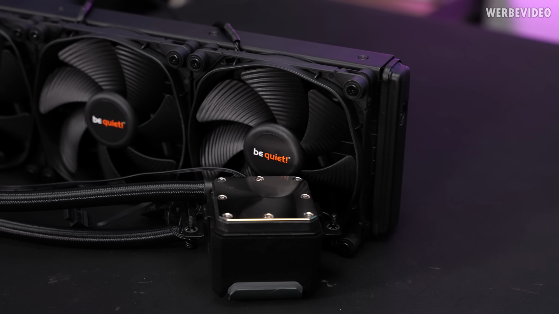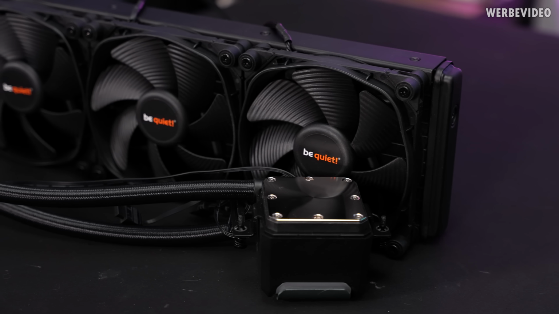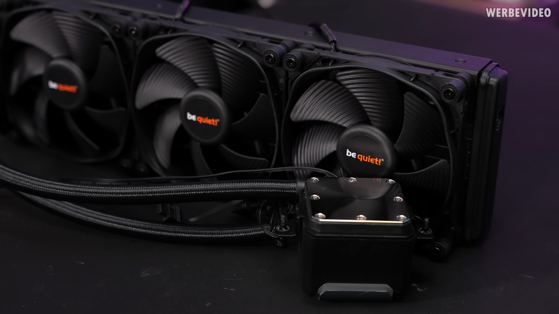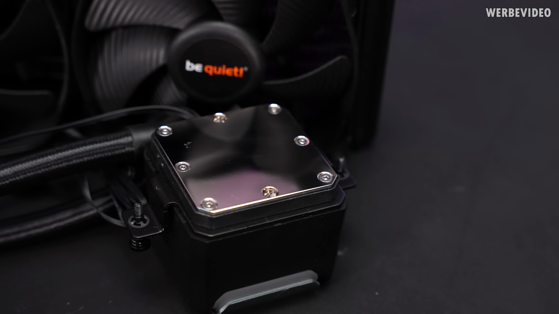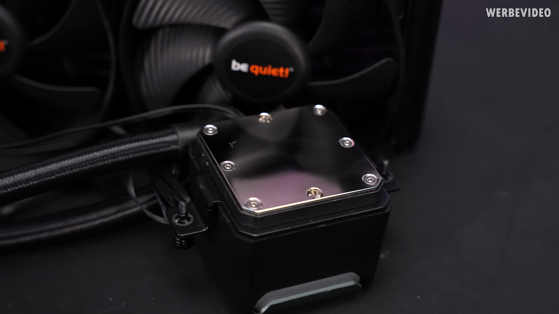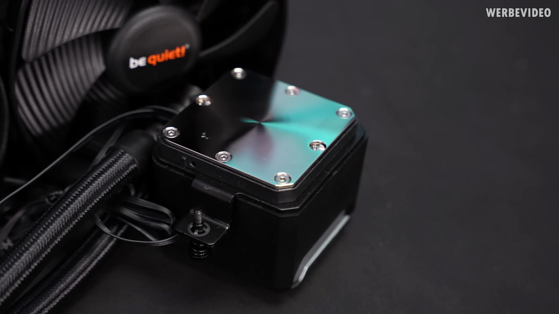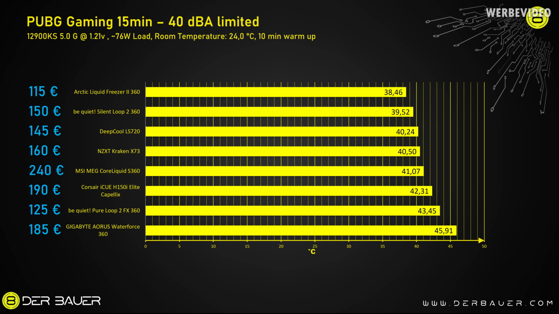I also want to point out that all the bequiet AIOs had nickel plating on the cold plate, which is different to the other AIOs in the test. And that could be a highlight if you want to go for liquid metal, which is something I would not recommend on AIOs. Looking at a price, it wouldn't really make much sense to recommend the MSI CoreLiquid or the AORUS Waterforce 360 or the Corsair H150i Elite Capellix.